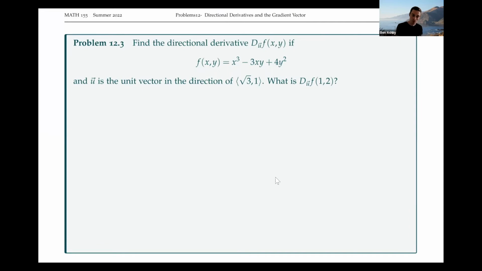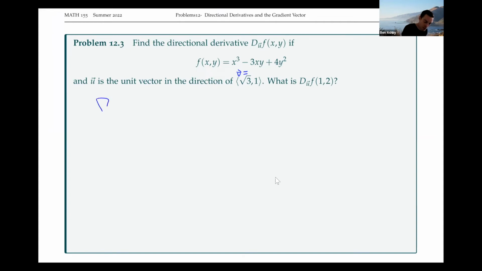Okay, this is one of the problems that we did go through in class today. Here we're just given a function. This could be describing a wide range of things, but it doesn't have any units associated with it in this particular case. We've got a function and we're asked to find the directional derivative in the direction of u, which points in the direction of some other vector. Let's call this v, which is (root 3, 1). And what is the directional derivative at the point (1, 2)?